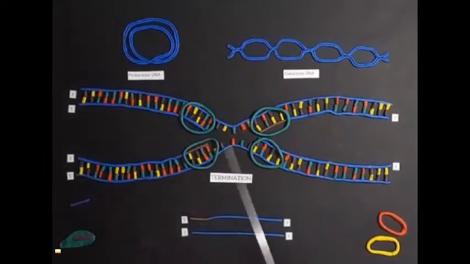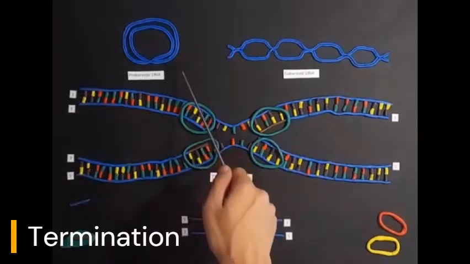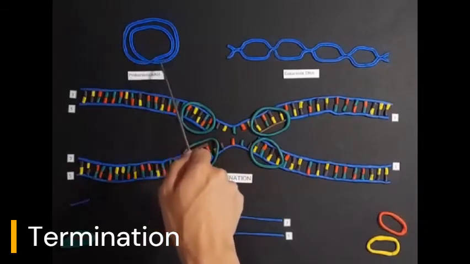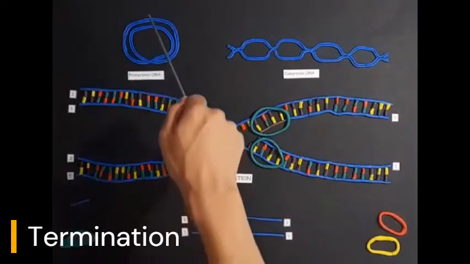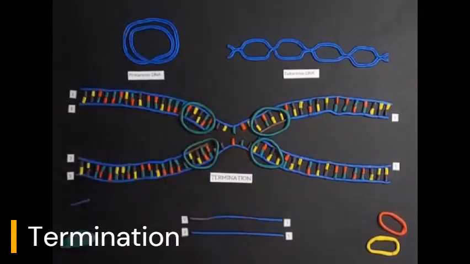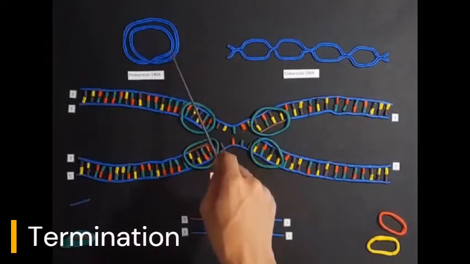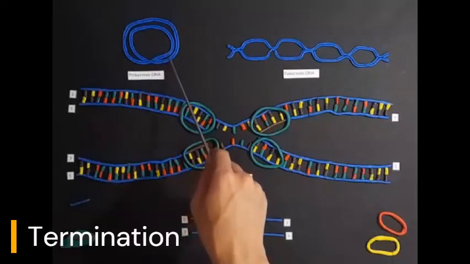Let's talk about termination. Termination is the final stage in DNA replication. In the case of prokaryotes, termination occurs when the two replication forks, as we can see here, meet in one point. This point is actually the opposite point of the replication origin. When these forks fuse, they allow the separation of the two parent DNA strands, rendering two circular DNA molecules as product.